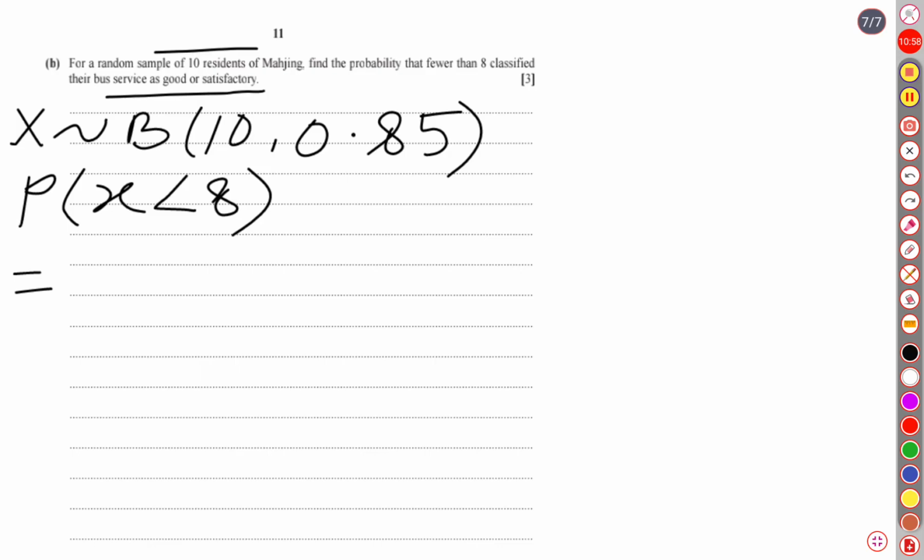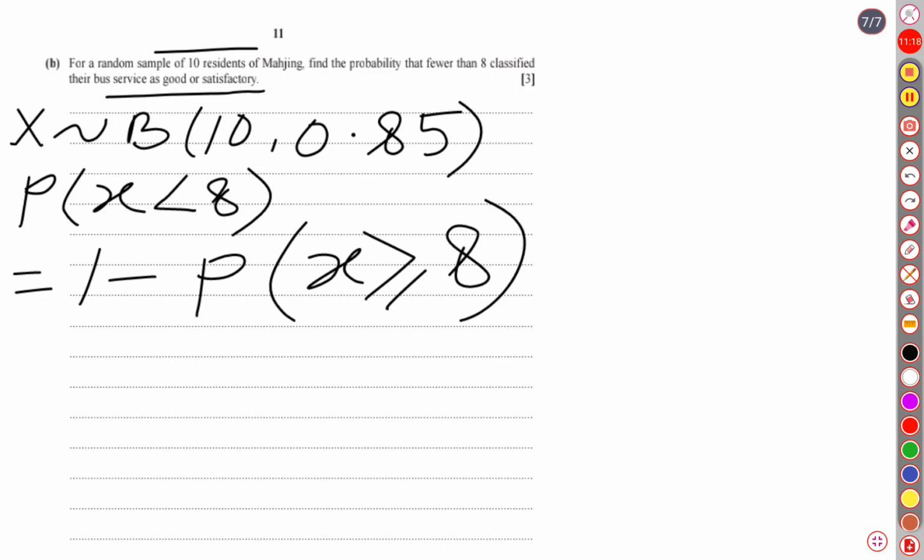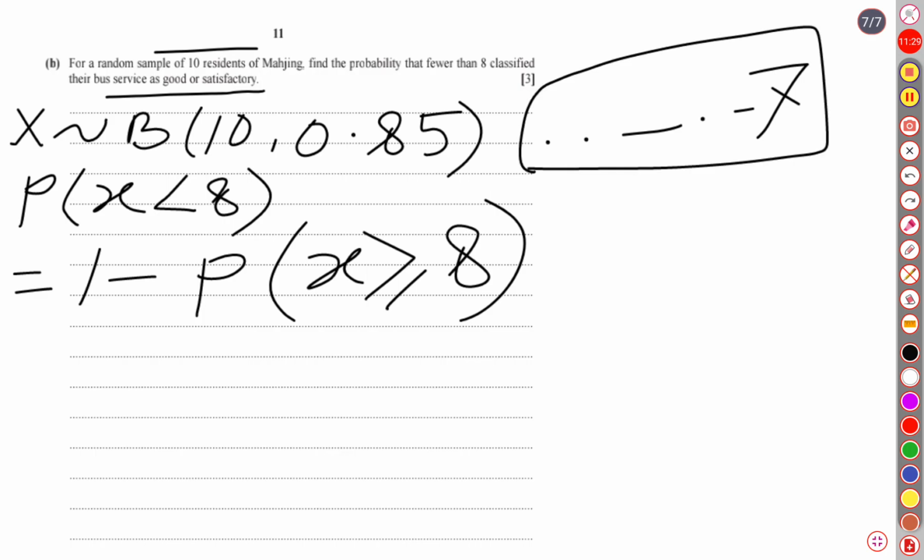So rather we can write 1 minus the probability of x greater than or equal to 8. Means if we subtract the probability of 8 residents, 9 residents, since less than 8 means actually up to 7. As we are searching for the probability of up to 7, it's much easier to find if we subtract the probability of people more than 7. Okay, so it includes 8, 9 and 10.